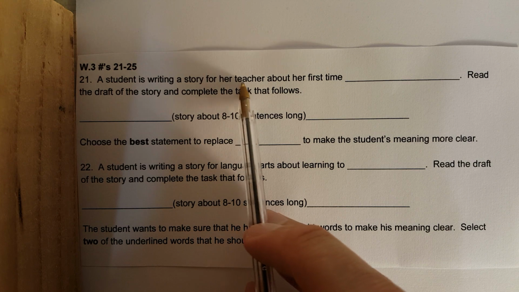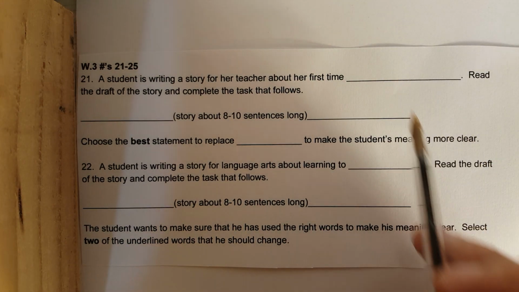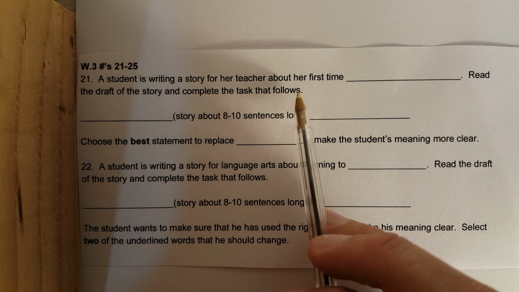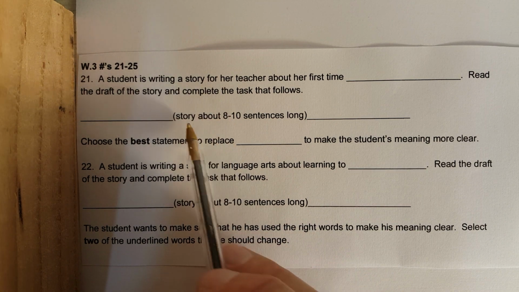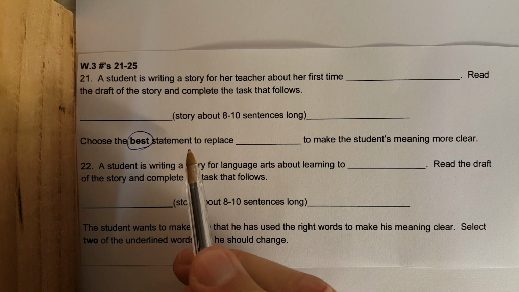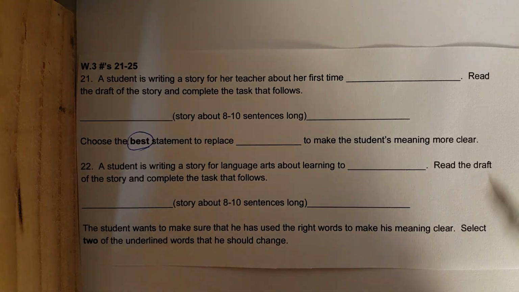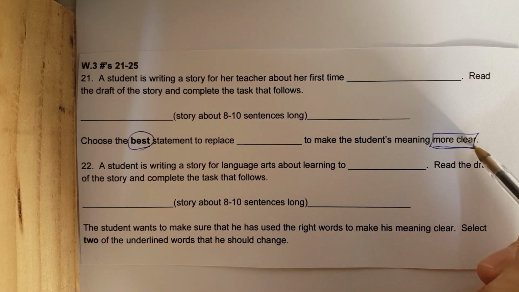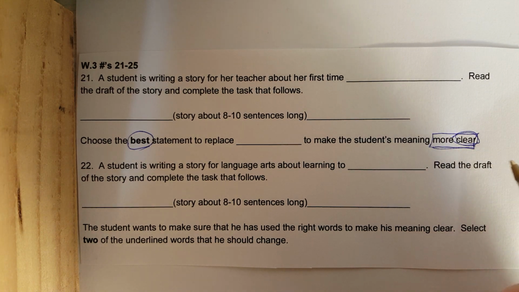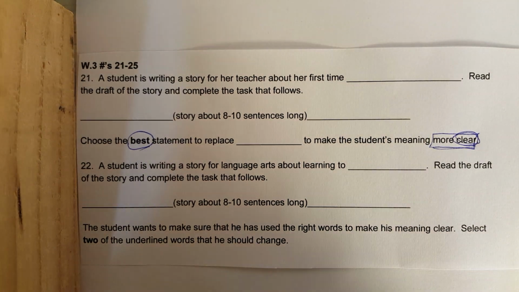A student is writing a story for a teacher about her first time who knows what. First time swimming, first time diving, first time riding the bike. Read the draft of the story and complete the task that follows. For all of these questions, the story is only about 8 to 10 sentences long, but you will choose the best statement to replace. In other words, we are making these writings better, okay? They like the words more clear, to make the student's meaning more clear. And the best way of doing this is to write a lot and then change your wording. But that takes lots of practice.